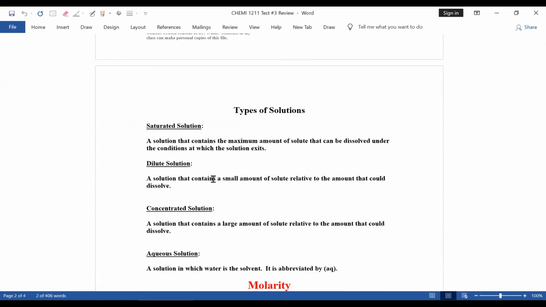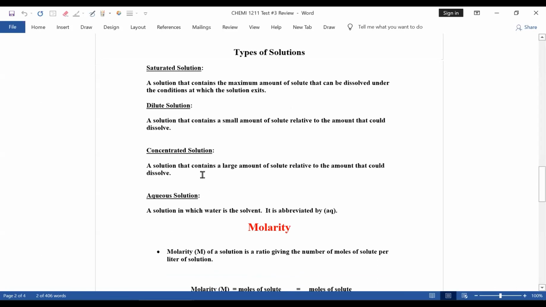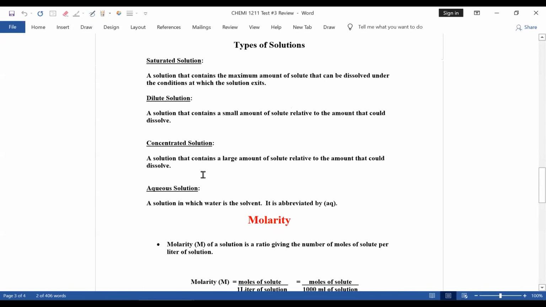So a saturated solution, you should know, is a solution that contains the maximum amount of solute that can be dissolved under the conditions at which the solution exists, mainly temperature and pressure. Now, a dilute solution is a solution that contains a small amount of solute relative to the amount you could dissolve. The opposite of that is a concentrated solution, which contains a large amount of solute relative to the amount that could dissolve.